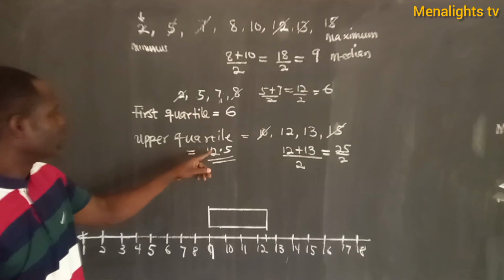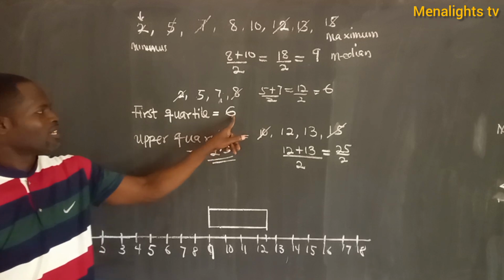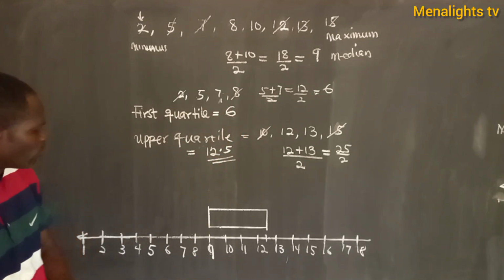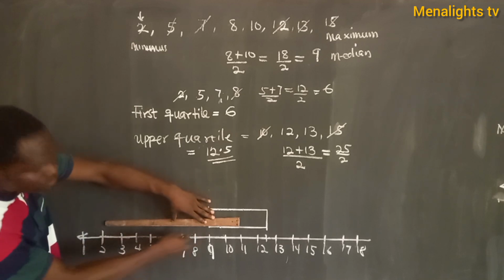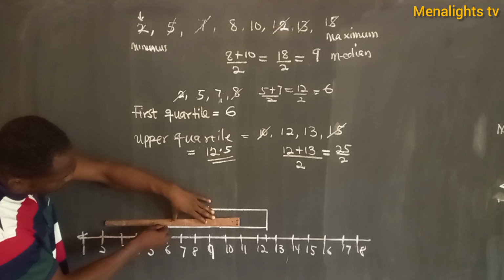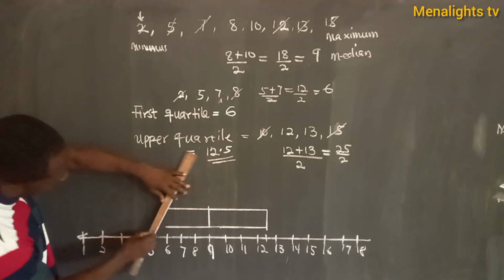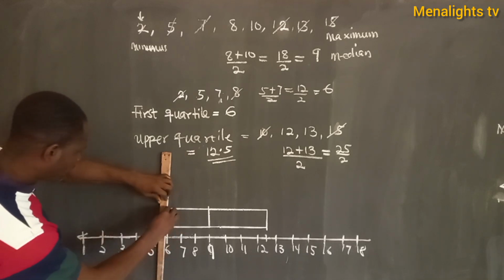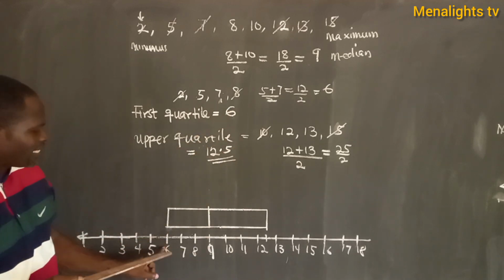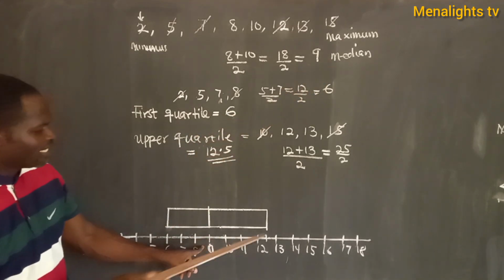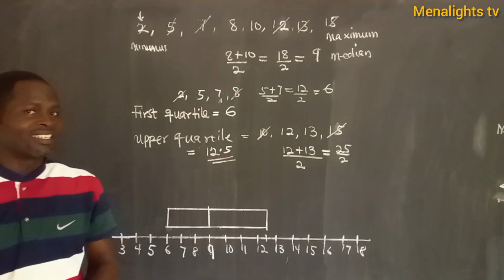So that is from the median to the upper quartile. Then we are going to draw from the median to the lower quartile, or the first quartile. Our first quartile here is 6, so we are going to join to where you have the 6. So from the median 9 to 6, you have it here, and then we have it here as well. So this is our first quartile at 6. Our median 9 is here, and our upper quartile 12.5 is also here, between 12 and 13.